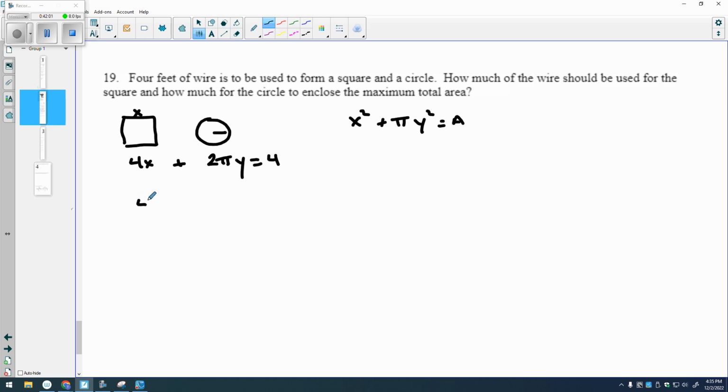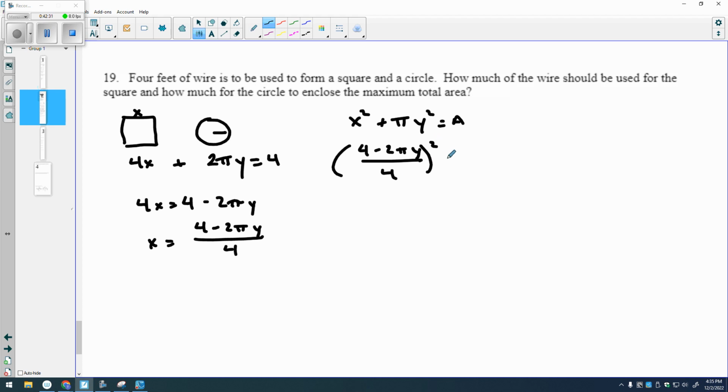So I have 4x equals 4 minus 2 pi y. Divide, and I get x equals (4 minus 2 pi y) over 4. So I'm going to plug that in for x. So I get ((4 minus 2 pi y) over 4) squared plus pi y squared equals A.